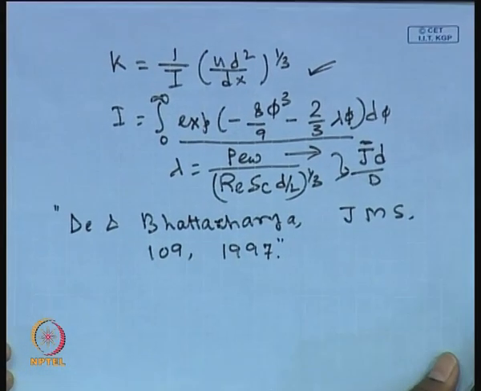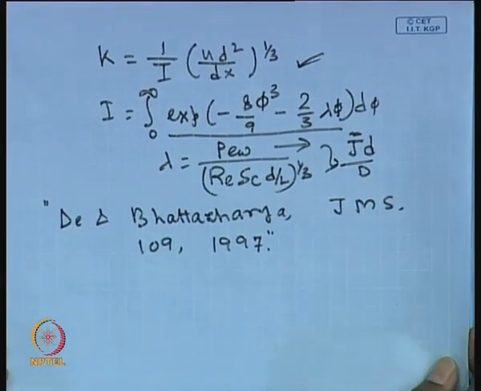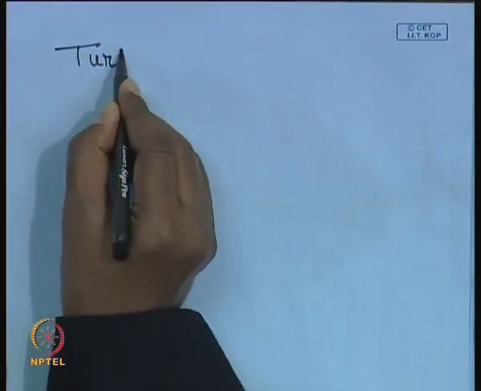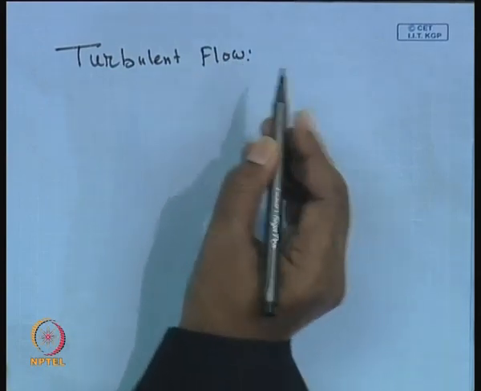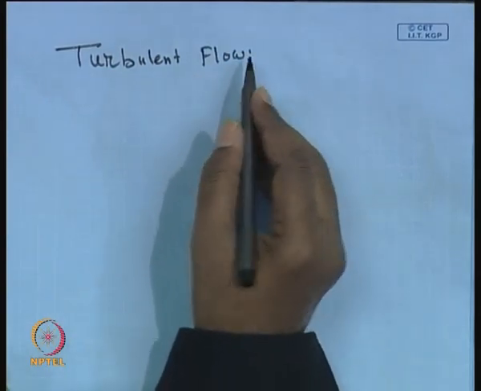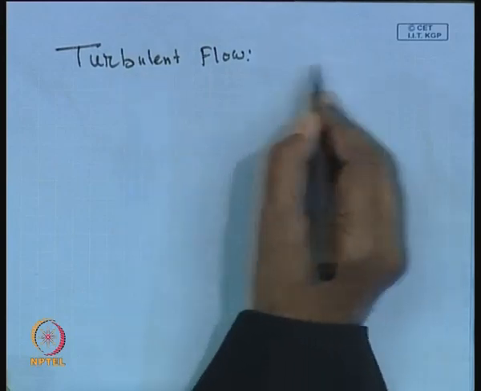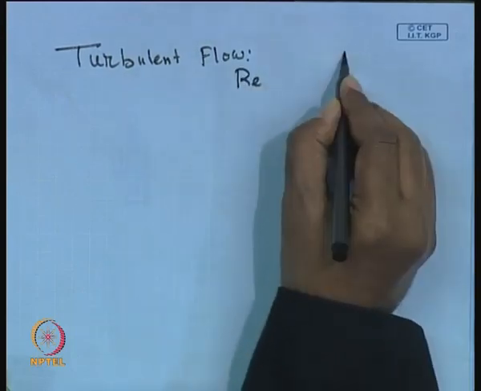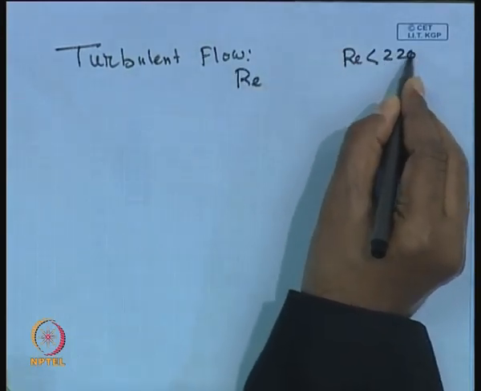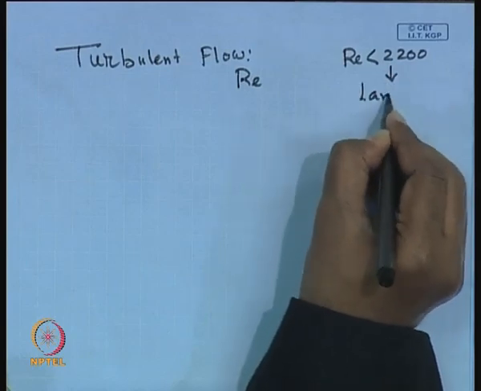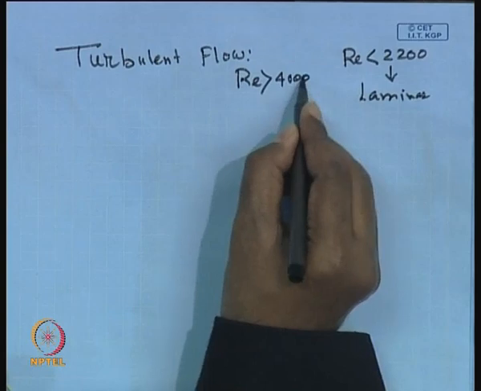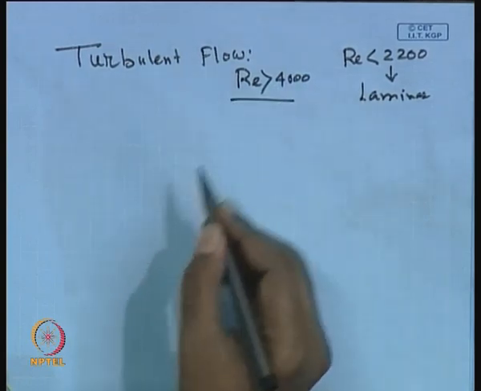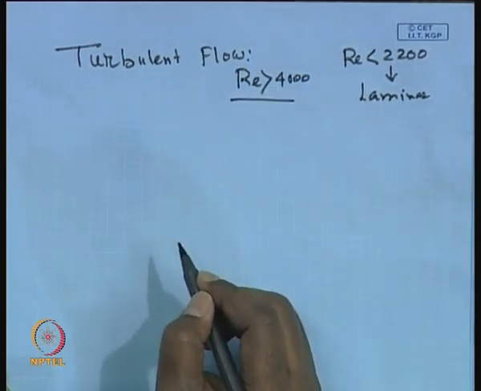Now, we will just look into some of the aspects if the flow is turbulent. That means, till now we have done the analysis in laminar flow conditions. That means, Reynolds number is less than 2200, that is the laminar, and Reynolds number greater than 4000, that will be the really turbulent flow. Now, in this case, what we have to do?